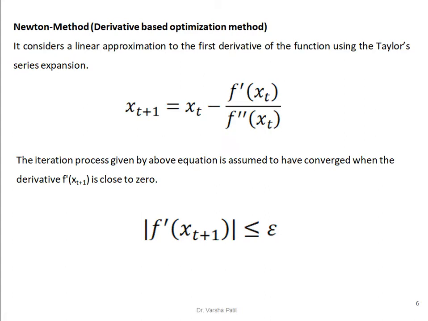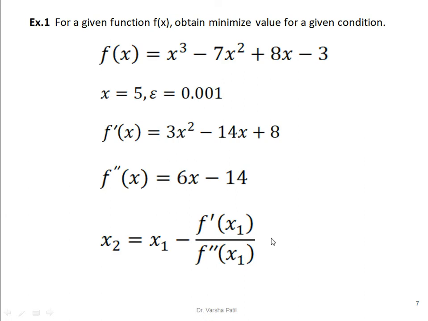Newton method, derivative-based optimization. It considers a linear approximation to the first derivative of the function using the Taylor series expansion. So the formula for Newton's method is x at t+1 equals x at t minus f'(xt) divided by f''(xt). This is the first order derivative and this is the second order derivative. The iteration process given by the above equation is assumed to have converged when the derivative f'(x at t+1) is close to 0. That is, the modulus of f'(x at t+1) should be less than or equal to the convergence criterion. Now we'll solve the problem.